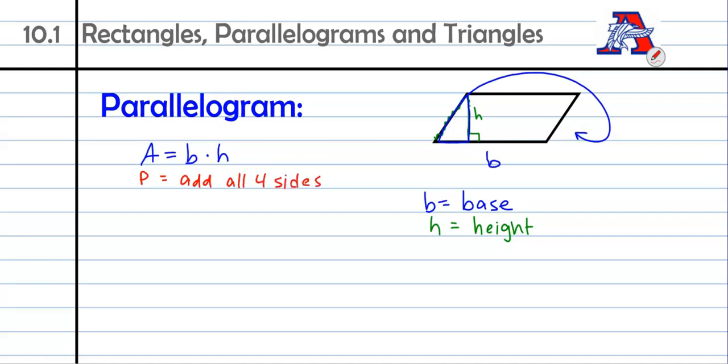We can't use 2 base plus 2 height because our height is not part of the perimeter. These slanted sides are part of the perimeter, and they're going to be a little bit longer than the height. So I'm just going to say add up all those sides.